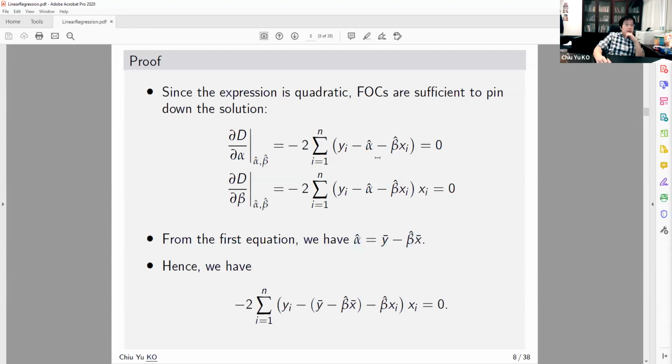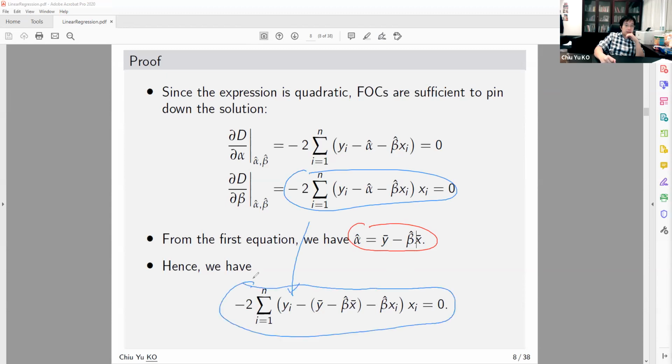Okay, and the next part is how, from this line, you jump to here. But that is very simple. We just put the alpha here. That's what we have. Okay, and remember the goal is we want to solve for beta, right? So beta hat is just very simple. We just make beta the subject and we are done.